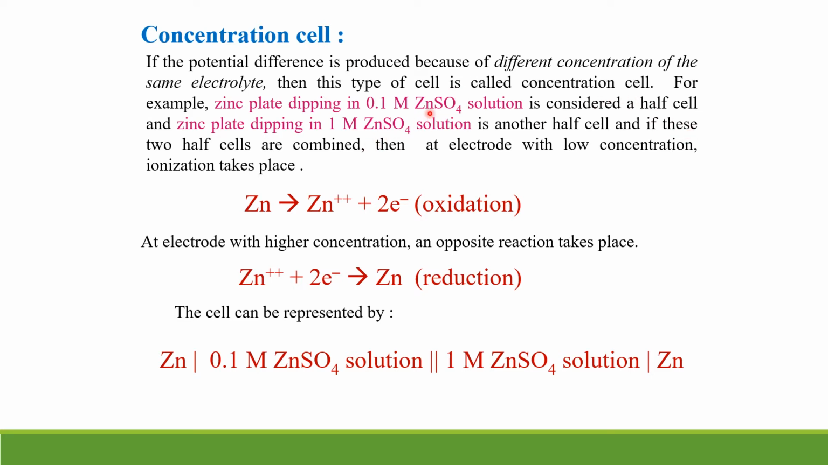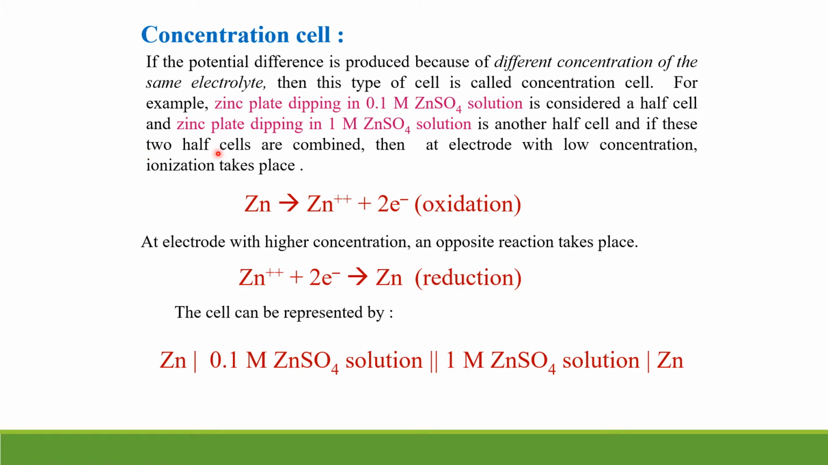That means we are going to use the same electrolyte, but we are going to prepare two different solutions, that is concentrations. One is 0.1 molar zinc sulfate solution and the other half cell will contain 1 molar zinc sulfate solution. That means the electrolyte is same, but the two half cells are prepared in such a way that one will contain 0.1 molar solution, the other will contain 1 molar zinc sulfate solution. So for example, zinc plate dipping in 0.1 molar zinc sulfate solution is considered as one half cell, whereas the zinc plate dipping in 1 molar zinc sulfate solution is another half cell.